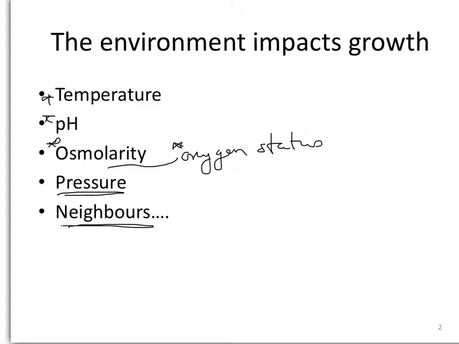What other microbes are living in the environment will often dictate how many resources and whether there are toxins present or not. So they're signaling one another and communicating and deciding whether to grow rapidly or not. So I'm not going to talk about those factors, but they are important. Let's think first about temperature.